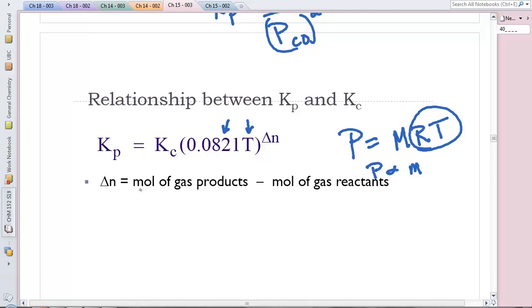And so here's the equation. Kp is equal to Kc times RT, 0.0821 times T, raised to delta n. Now here's something that's going to depend on how much gas is present: how many moles of gas product minus how many moles of gas reactant. Remember, it's only the gases that go into the expression, not solids or liquids. So we only focus on the moles of gas. Okay? So there is one occasion when Kp will equal Kc.